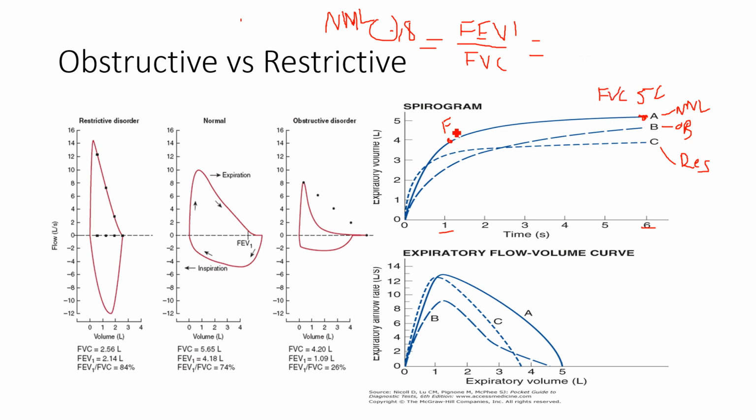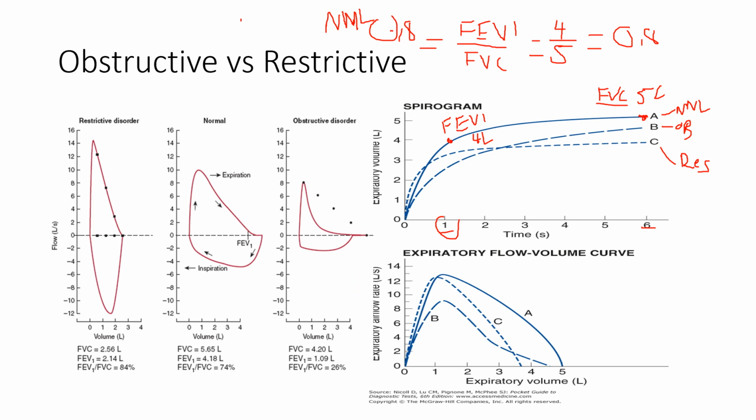So let's look at our plot. FEV1 is 4 liters. So we do 4 liters over 5, and that equals 0.8. That's normal. It's a good thing. So that's what a normal plot would be like. 80% of what they're going to get at their maximal expiration, they accomplish within the first second. The FEV1 is 80% of the FVC.